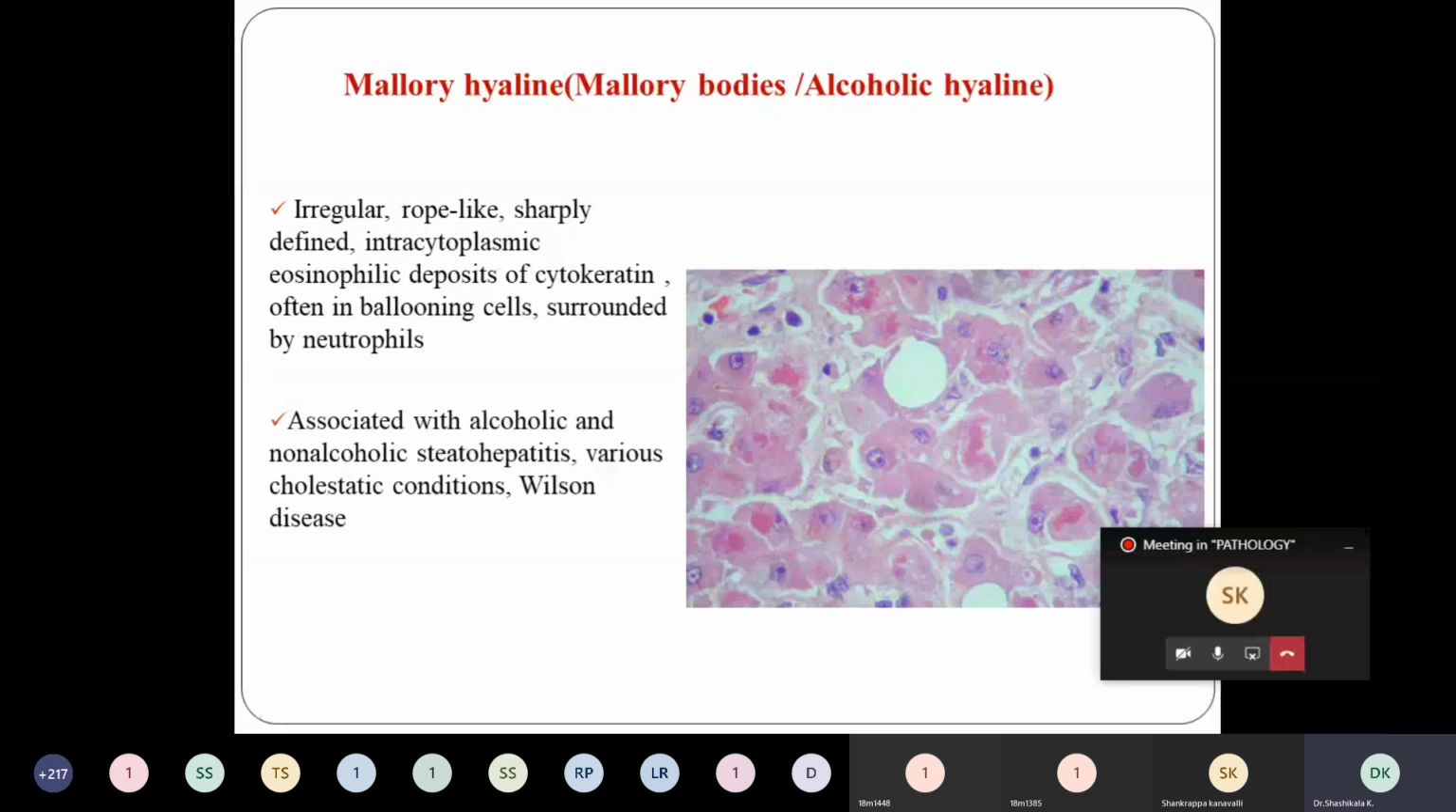So this is a Mallory hyaline or Mallory bodies or acidophilic hyaline. So this is a hepatocyte here, with a normally centrally placed nucleus, and this is a rope-like, sharply defined intracytoplasmic eosinophilic deposit, which is made up of cytokeratins, seen in ballooning cells surrounded by neutrophils. It is associated with alcoholic and non-alcoholic steatosis, and various cholestatic conditions and Wilson's disease.